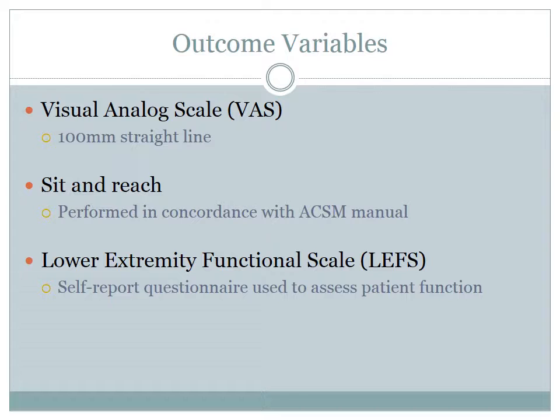floor, the arms extended forward, placing one hand over top of the other and palms down. The subject will reach forward, placing hands along the measuring scale as far as possible without bending the knees. The average of 3 trials will be recorded.